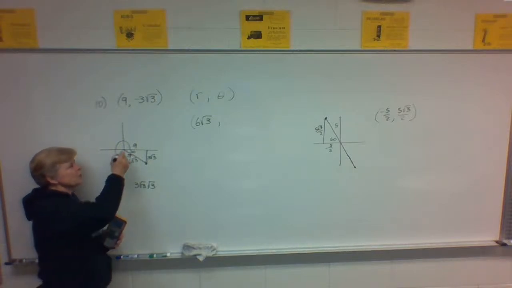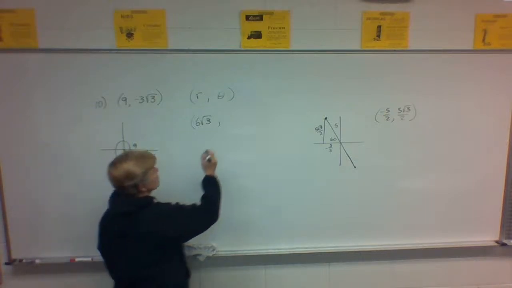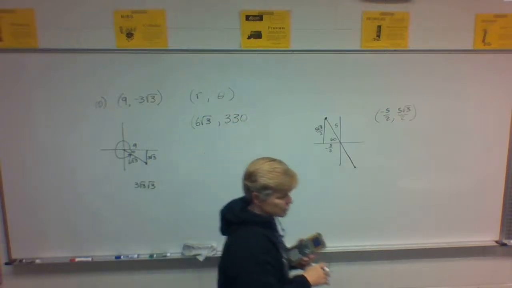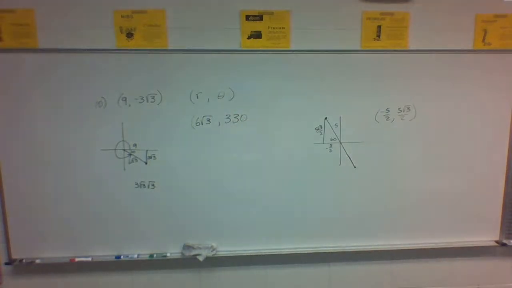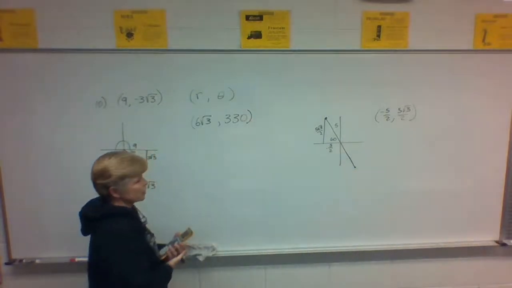It also tells me what this angle is. It's 330. Yes? Okay. You could also put it in radians, I suppose. Let me see if it's in radians. No, it clearly says that the angle needs to be between 0 and 360, so that means degrees. So this is one expression of that.